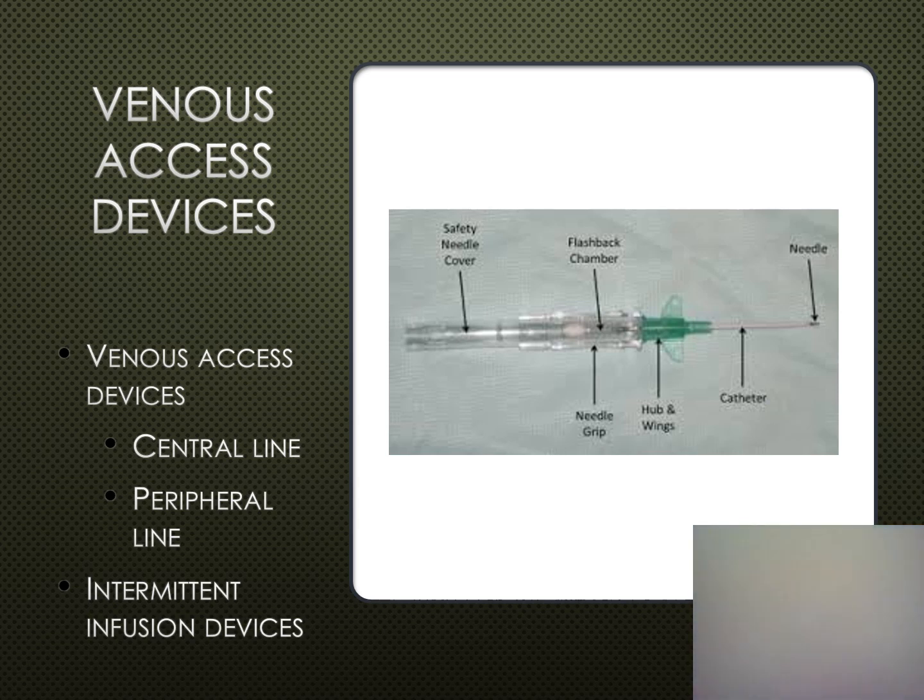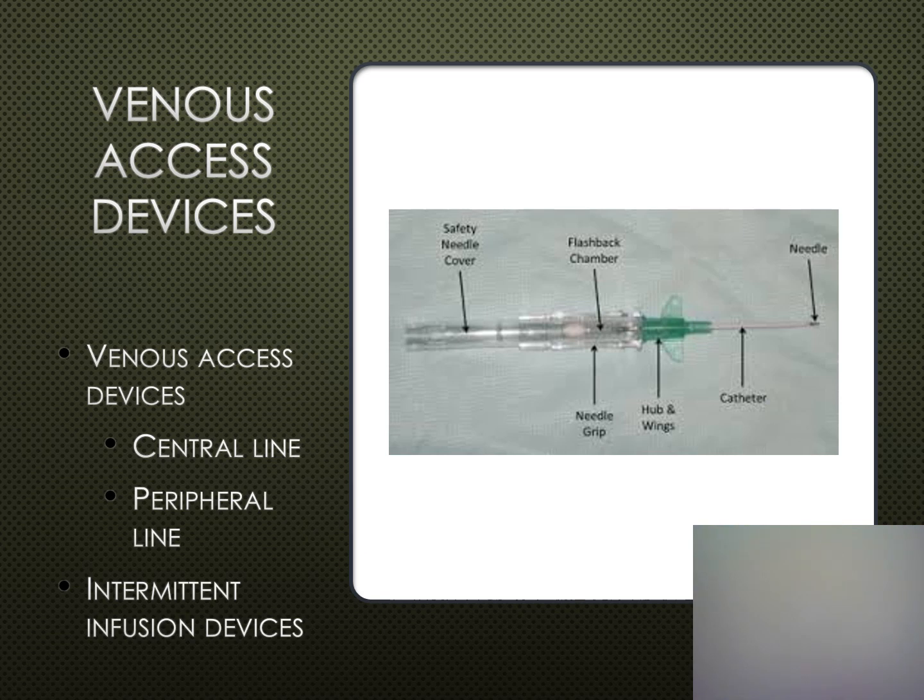Peripheral lines are going to be placed in the extremities, or in the case of an infant, in their scalp, and they are intended for short-term use. Therapies that are not appropriate for short peripheral catheters would include a continuous vesicant therapy, chemotherapy, parenteral nutrition, also known as TPN, solutions that have a pH that is less than 5 or greater than 9, or an osmolality that is greater than 600.